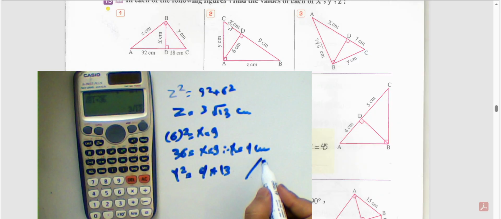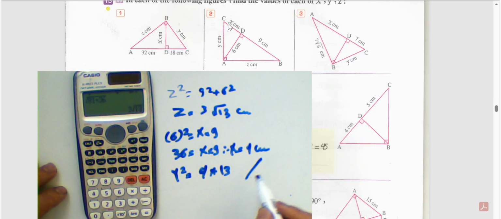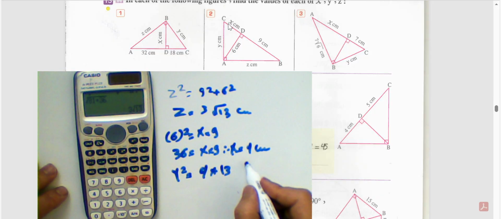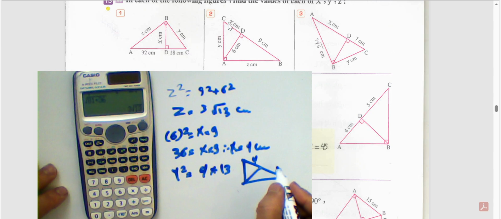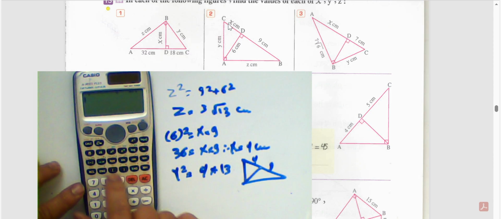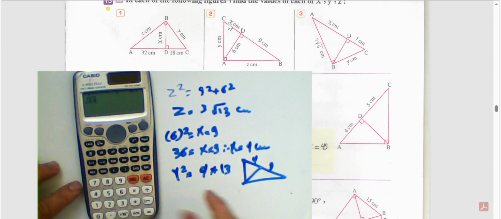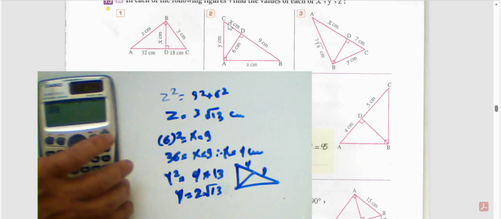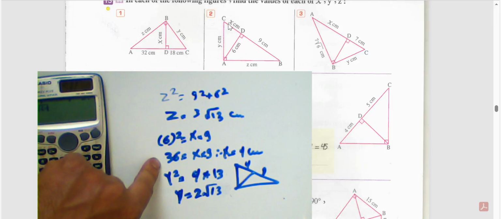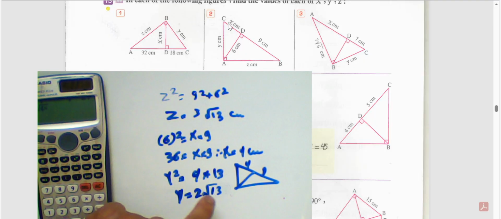Understood? We found here the length was what? I will draw here to understand. I found this line segment 4. Then for this line segment, y power 2 equals 4 product by 9 plus 4, which is 13. Then the square root of 4 times 13 is 2 root 13. The value of y equals 2 root 13. We found z also and x. Yes, we have x and z and y.